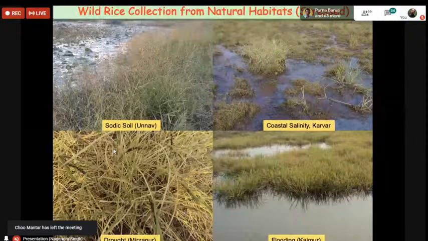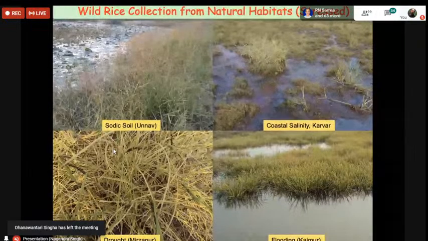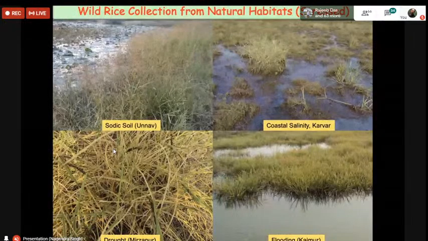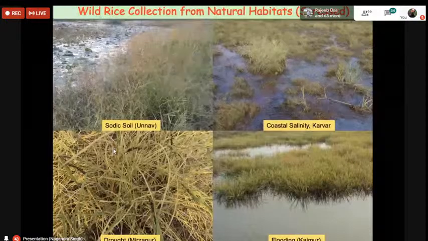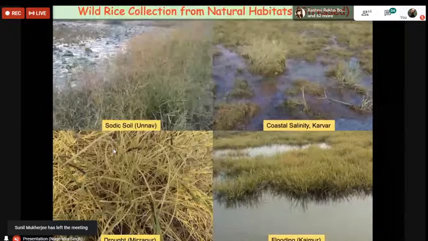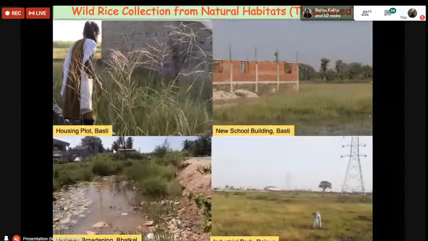Then flooding in Kaimur in Bihar here, the whole area is flooded and the wild grass just grows there, it's not dying. And also in the drought, like in Mirzapur, Sonbhadra, everything is dried, but this bears the seed. So certain wild rice is adapted to different kinds of stress situations. And these are the potential source of genes. They must have the genes.